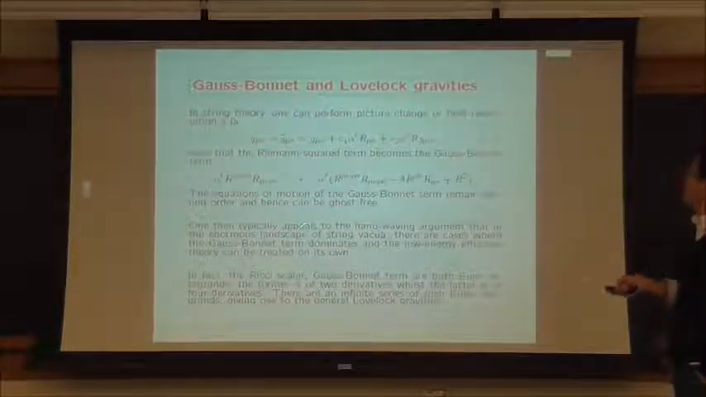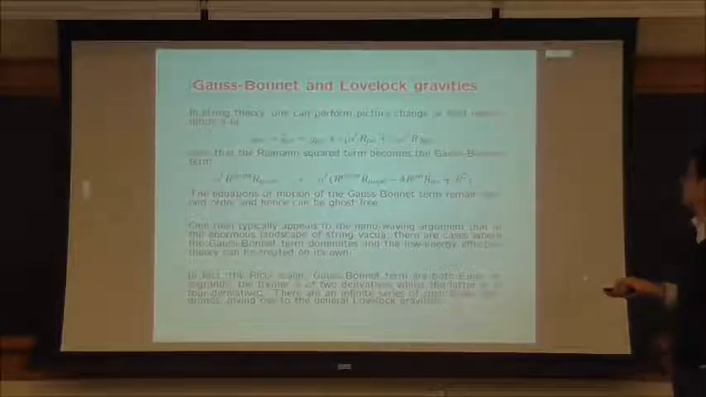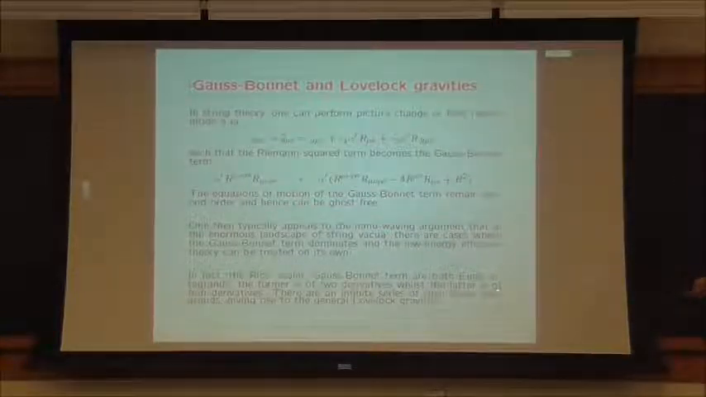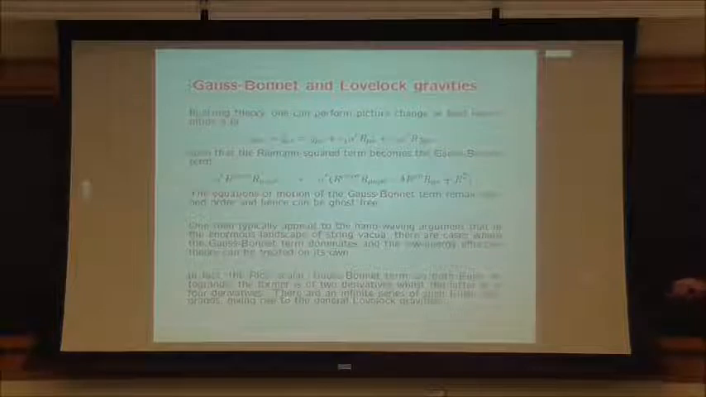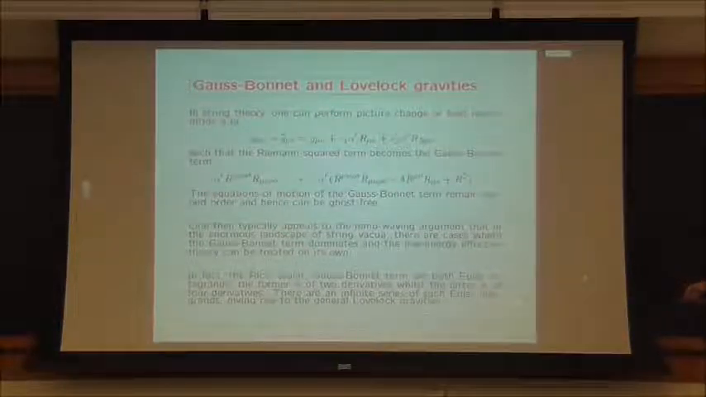In fact, in this picture, the Ricci scalar and Gauss-Bonnet term are both Euler integrands, and the former is two derivative, whilst the latter is four derivative. So in fact, there is an infinite series of such Euler integrands giving rise to the general Lovelock.